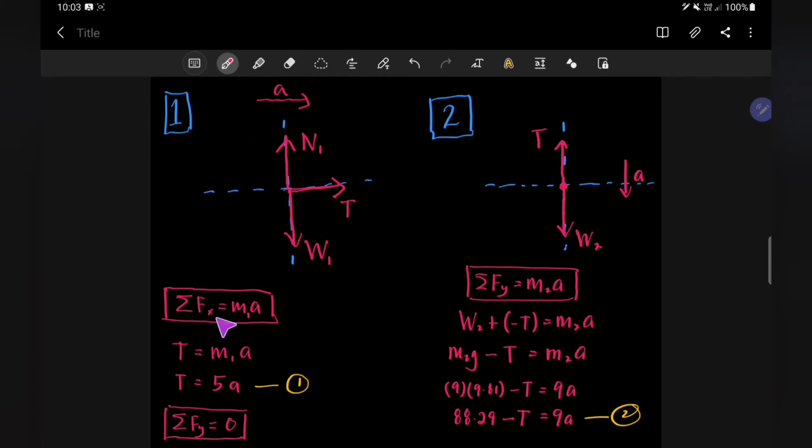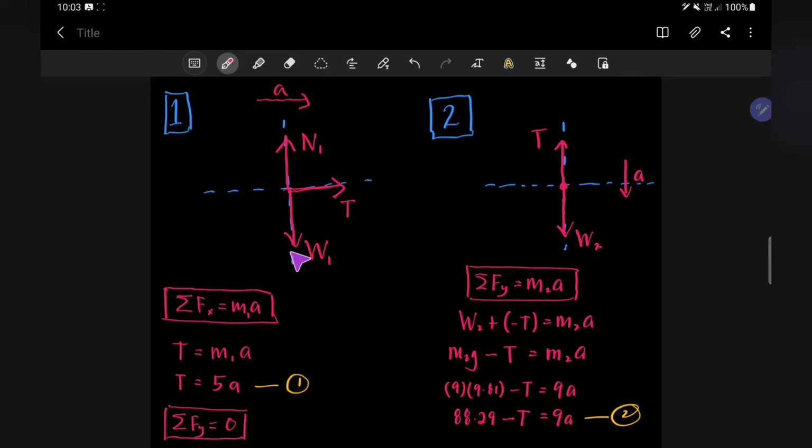So Fx equals m1a. We are talking about the first body, which is m1. So Fx equals m1a. On the x component, what do we have? Just the tension only, isn't it? So the total force, which is tension, equals m1a. M1 is given already, which is 5 kilograms, so you will get T equals 5a. So this is the first equation, from the x component of the first body.